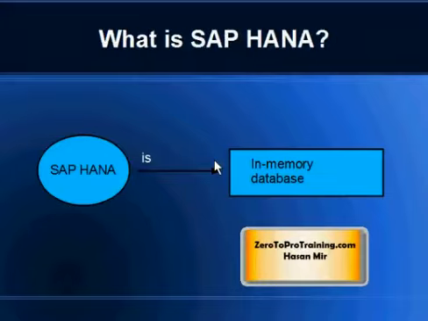So in short, SAP HANA is an in-memory database solution from SAP AG company. You can take my in-memory database video to find out more on this topic. So in short, in-memory database is very fast as compared to the traditional database, about 10 times faster, because it keeps all the data in the memory.